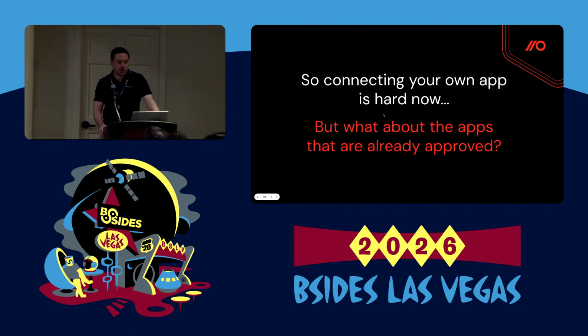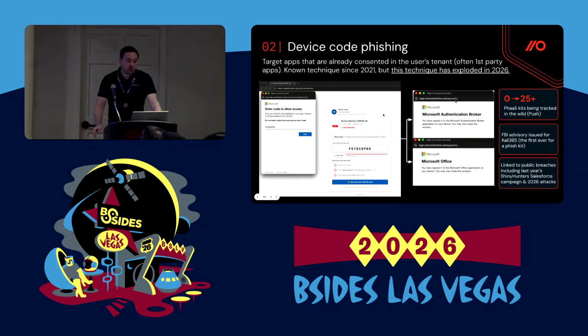But where's that led us? If connecting your own app is hard now, what about apps that are already approved? And that's really where device code phishing and consent fix come in. Device code phishing ultimately targets first-party apps that are already consented in the user's tenant, or at least often first-party apps.